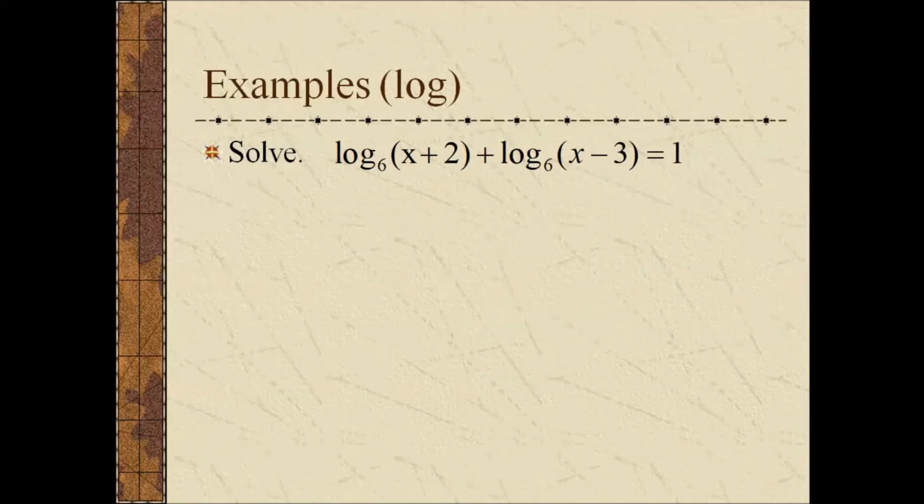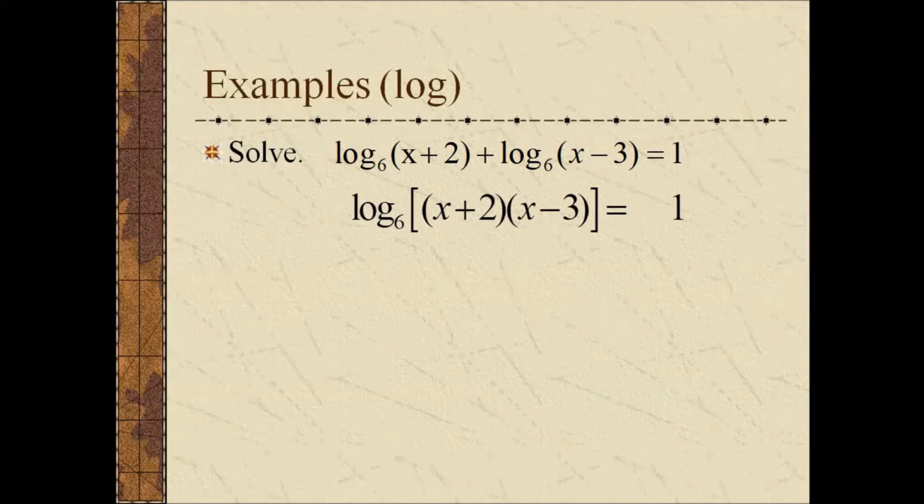In the last section, we never dealt with log base 6, and we never dealt with two logs on the same side of the equation. Our first step is going to be to combine these logs. Remember that there's a property of logs that lets us turn addition of separate logs into a single log with multiplication. Log base 6 of quantity x plus 2 times quantity x minus 3.